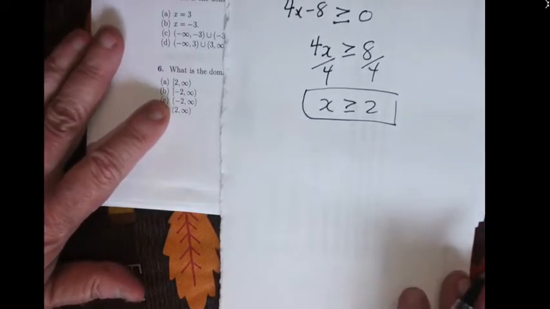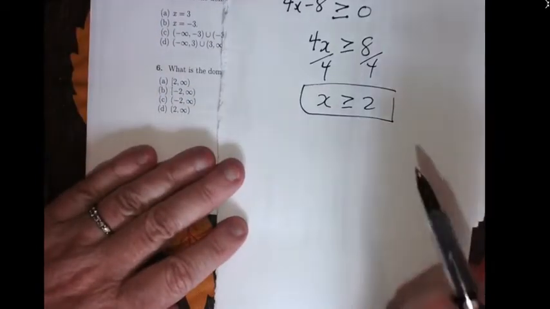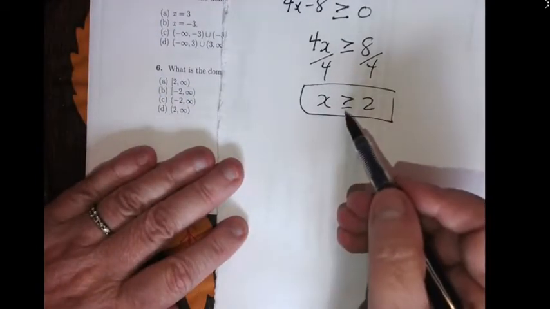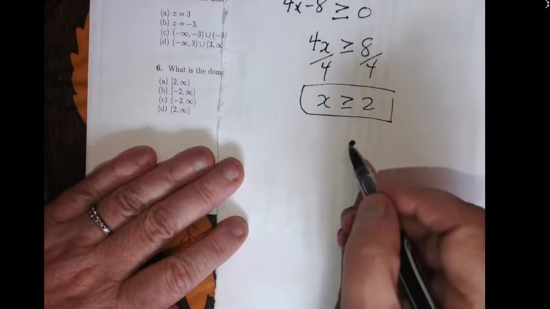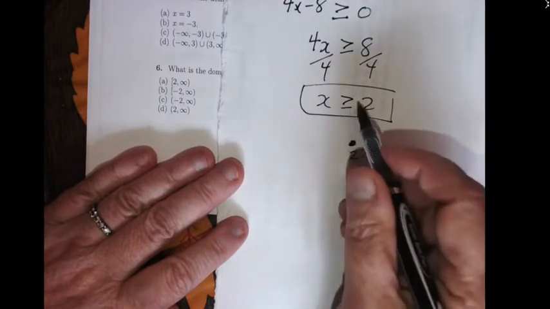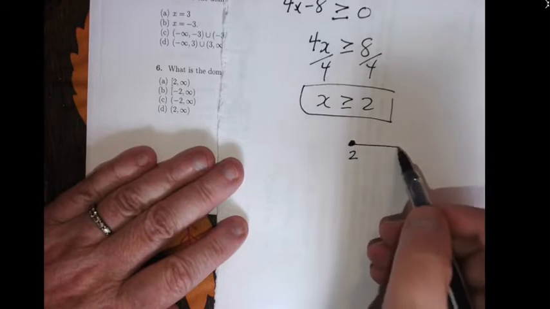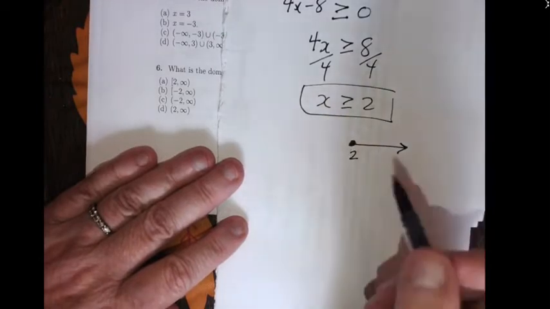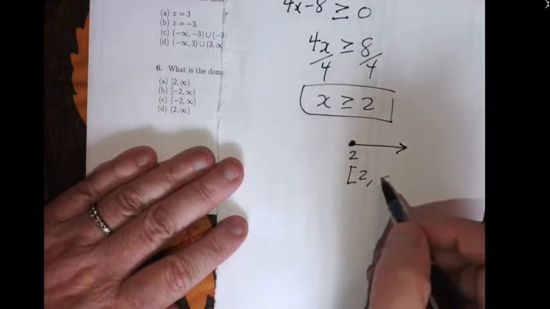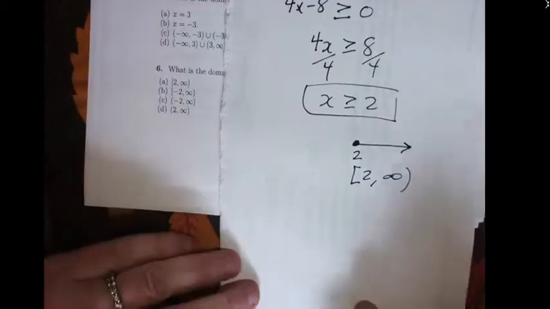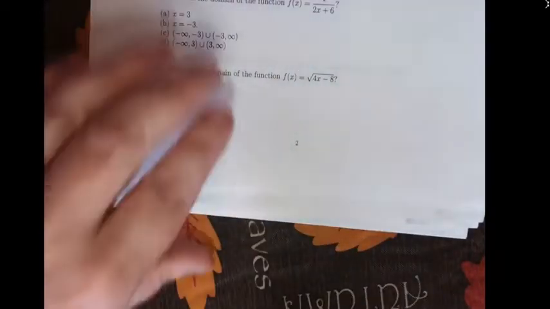The selections are in interval form. So what does it look like on the number line? Well, I start at and I include 2, and then the arrow's pointing to the right, everything bigger than 2. So I include 2 and everything bigger than 2. And so we're going to get that. Okay. And so my answer is going to be A.